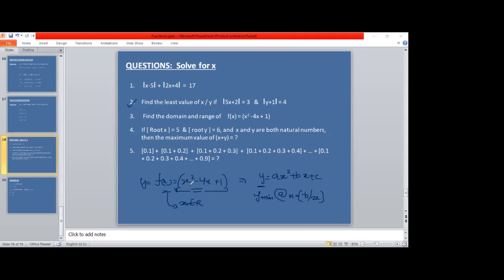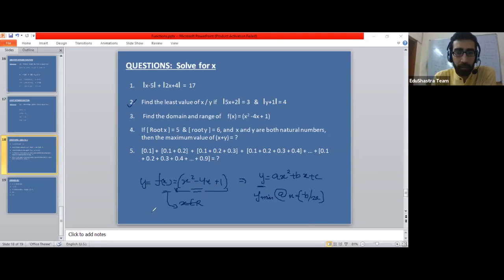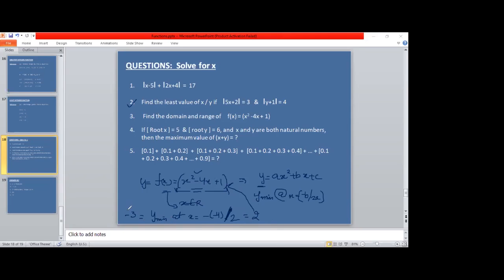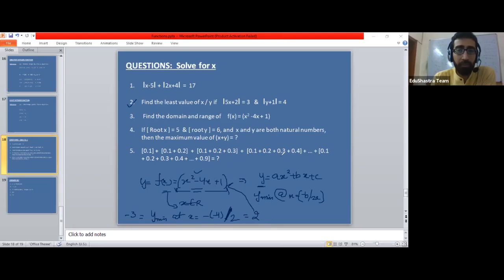So y minimum will be at, for this function, x equal to minus of minus 4 by 2 into 1. Minus of minus 4 is 4, by 2 is 2. At x equal to 2, you get the minimum value of this function. So put x equal to 2 here and check what the value is coming out to be. At x equal to 2, the value is coming out to be minus 3. So y minimum is surely equal to minus 3. And its maximum value will be infinity.